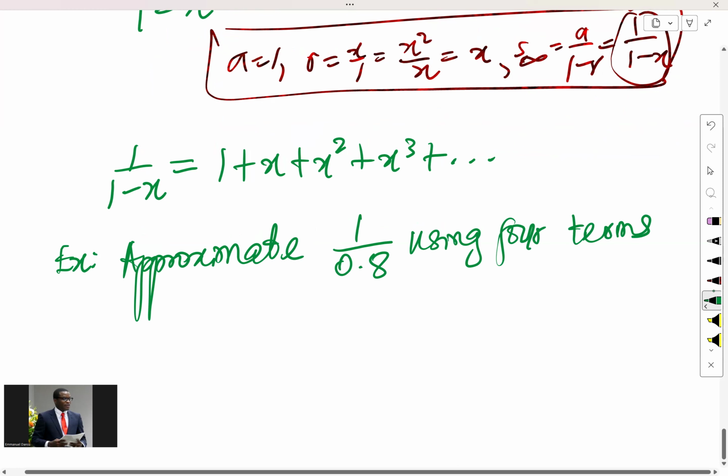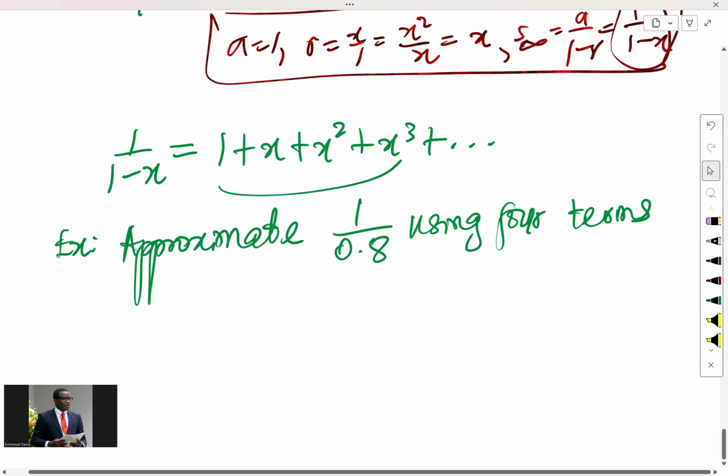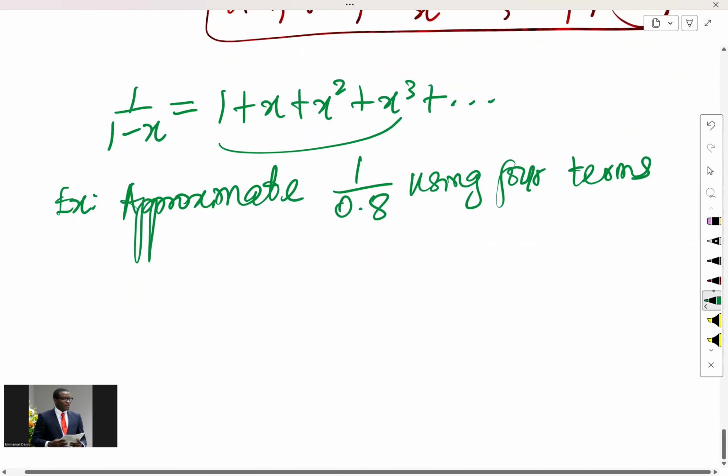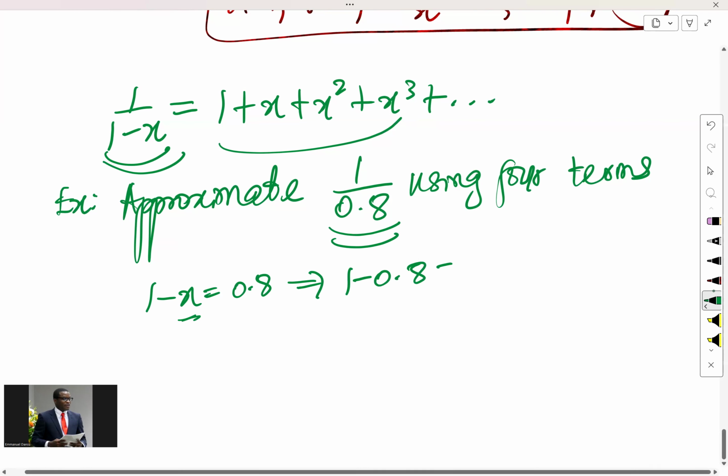That means we're using 1, 2, 3, 4. We're using all this. So if we do that, first of all, you need to relate it with this. So it means here that 1 minus x is the same thing as 0.8. So you have 1 minus x equals 0.8. So you have to get the x because that's really important. So that implies that you have 1 minus 0.8 to be equal to x.